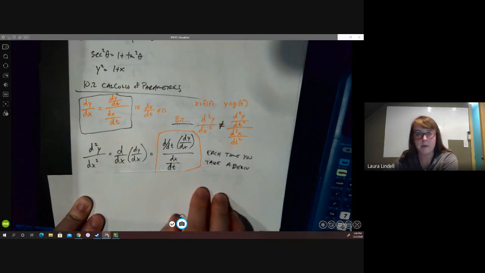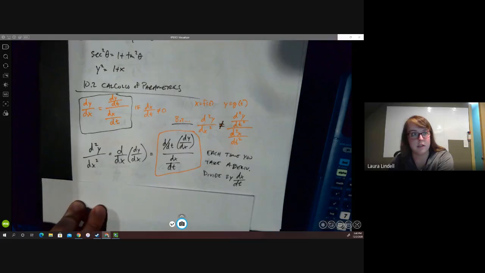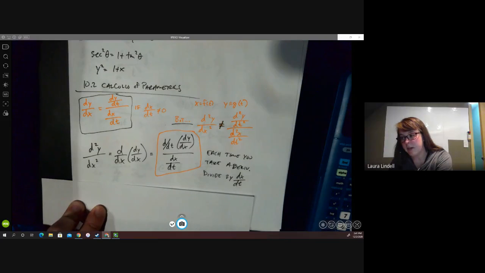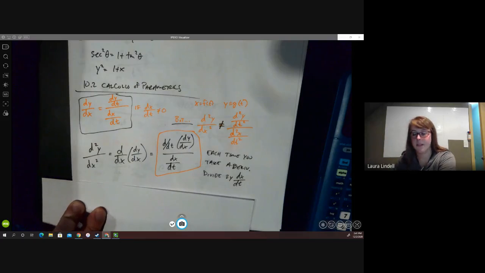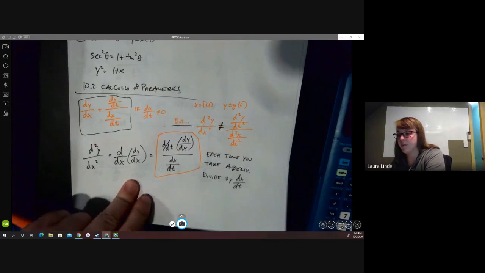Okay, so the general idea here is that each time you take a derivative, you have to divide by dx dt. So for the third derivative, you would be dividing by another dx dt. The fourth derivative would be dividing by another dx dt after that. So each time you take a derivative, you divide by dx dt. Okay, so that's the general idea with taking derivatives with parametrics. Now, we're going to actually do an example with that.